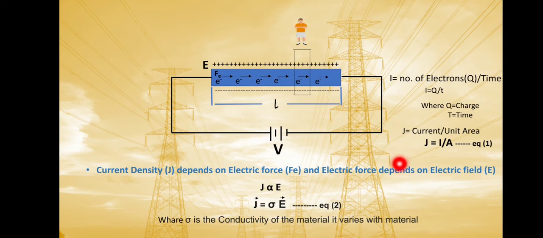From this we can write one relation: J is directly proportional to the electric field. Removing the proportionality, we get one proportional constant, that is sigma, where sigma is the conductivity of the material. It varies with the material. Here current density and electric field have specific directions, so in vector form we can write it like this. Take this as equation number 2.